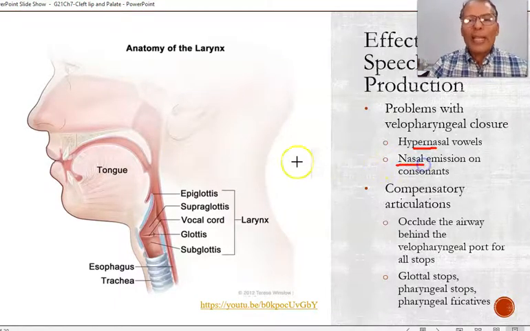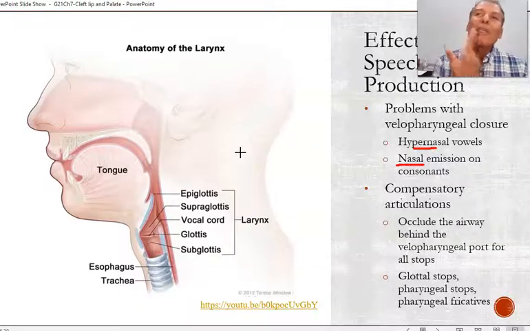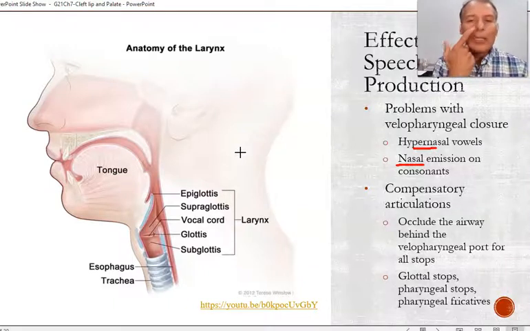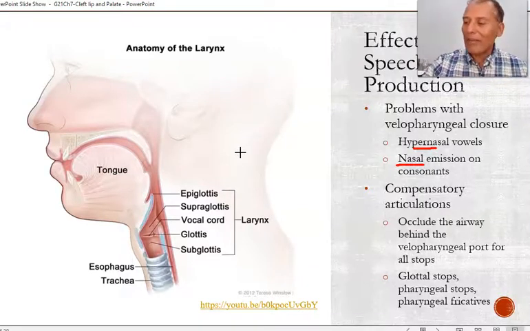There's also nasal emission. For example, the person cannot build a lot of pressure. So when you say, for example, catch, the air is leaking, and the pressure is not possible to build inside of the oral cavity. So they will say, cat, cat. The air goes out and they release this as a nasal sniff, as a nasal emission. The air makes a loud noise as it gets out of the nasal openings.